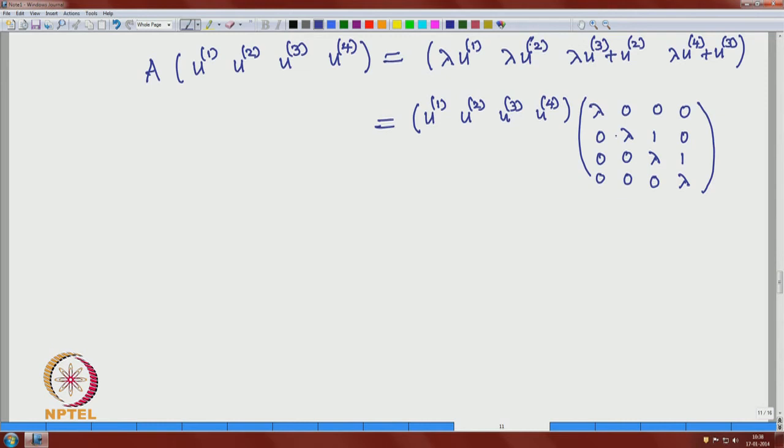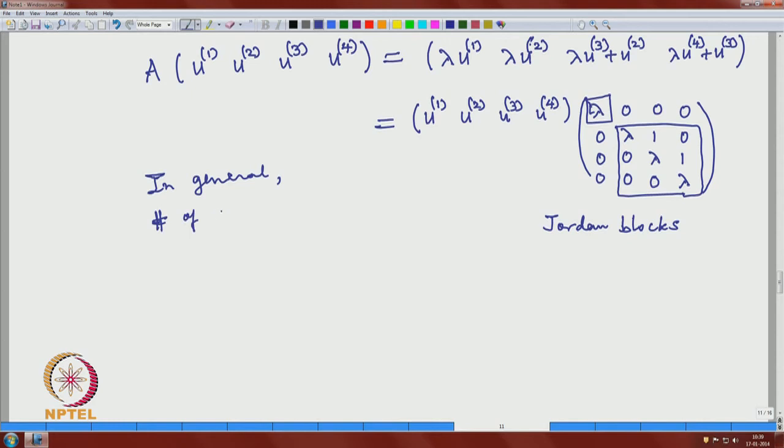And we see significantly here, there is one block here and another block here. These are referred to as Jordan blocks. In general, the number of Jordan blocks corresponding to an eigenvalue is equal to the geometric multiplicity of that particular eigenvalue. So, in this case we have geometric multiplicity 2, so we get 2 blocks.